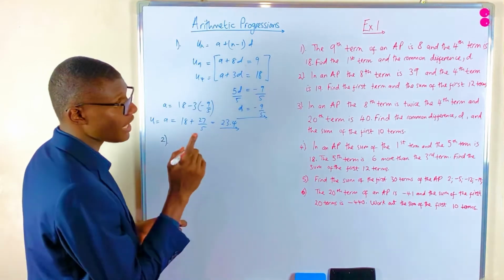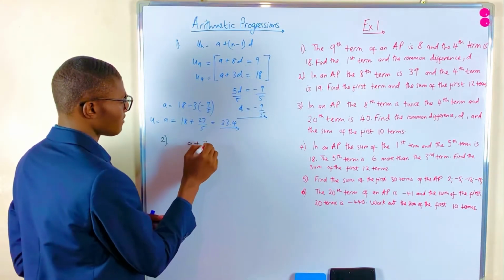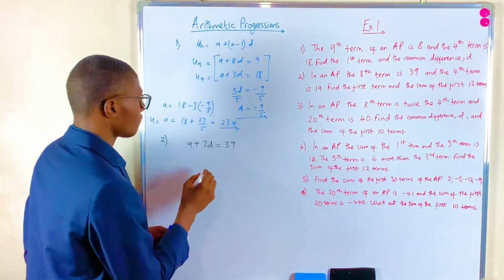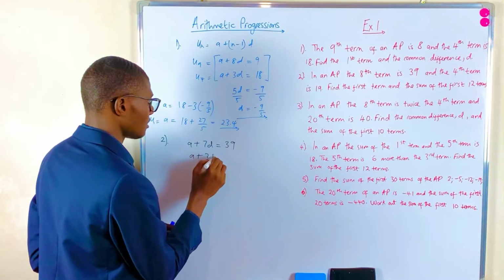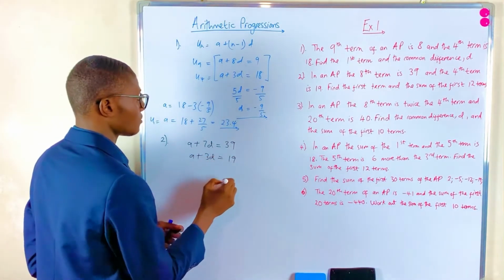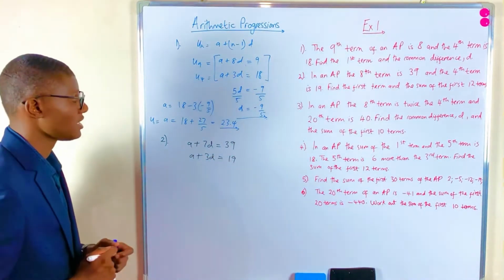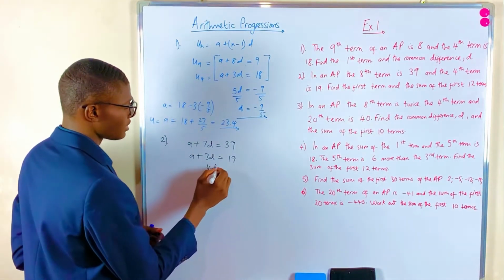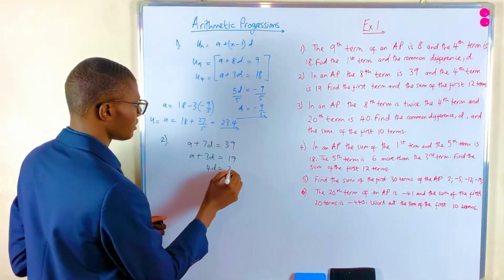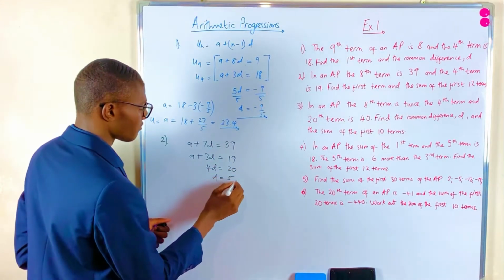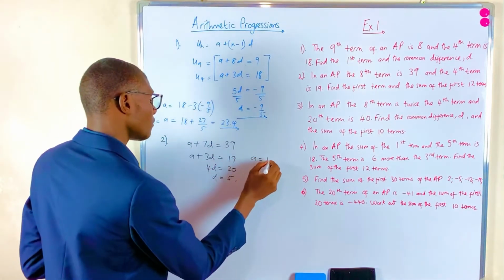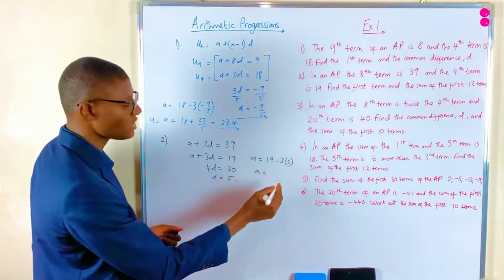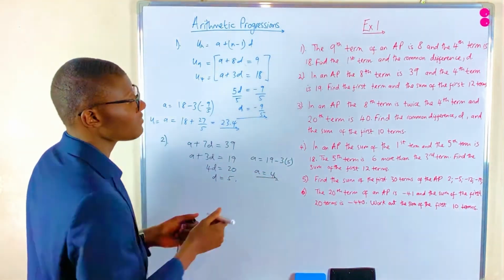Number 2, the 8th term, that will be a plus 7d, and that is equal to 39. Then the 4th term, that's a plus 3d, equal to 19. So solving this simultaneously, 7d minus 3d, we get 4d, and 39 minus 19, we get 20, such that d is equal to 5. And of course, a would be equal to 19 minus 3 times 5, which is 19 minus 15 to give us 4. So the first term is equal to 4.